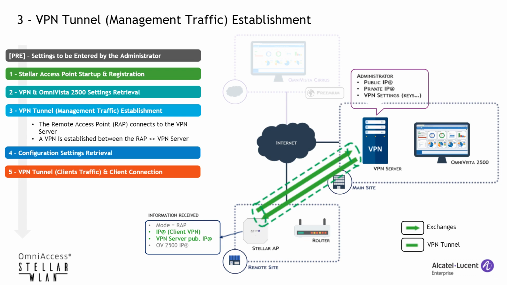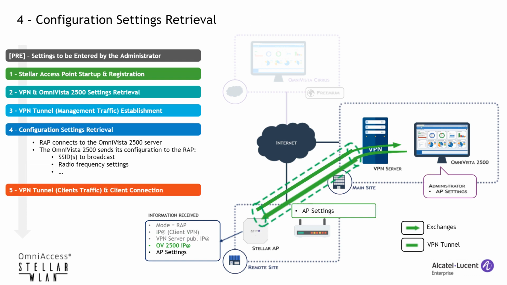Using the VPN server's IP address received from the previous step, the Stellar access point at the remote site connects to the VPN server and establishes a VPN tunnel. The tunnel carries management traffic from OmniVista 2500 to the remote access point. Once the VPN tunnel is established, the Stellar access point uses OmniVista 2500's IP address, received from OmniVista Cirrus, to connect to the OmniVista 2500 server.